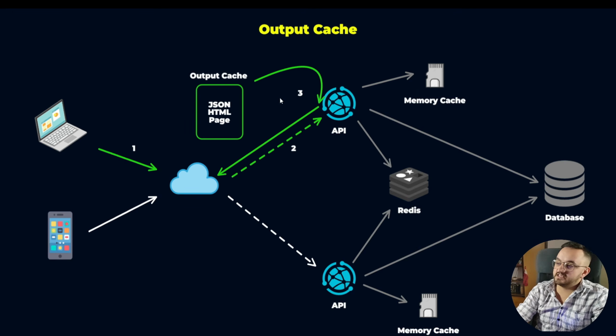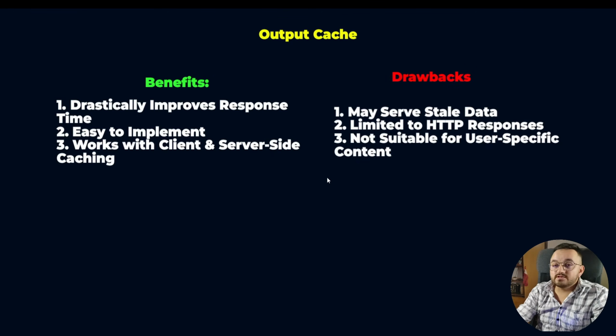In that case, if we cache an API endpoint, or even a Razor view, MVC view, or HTML page, there is no need to go further in processing the request. The complete HTTP response will be returned to the client. So what are the good sides and what are the bad sides of the output cache?